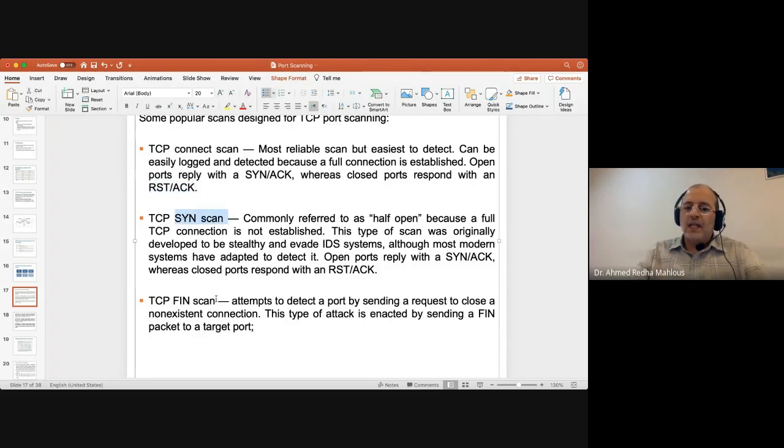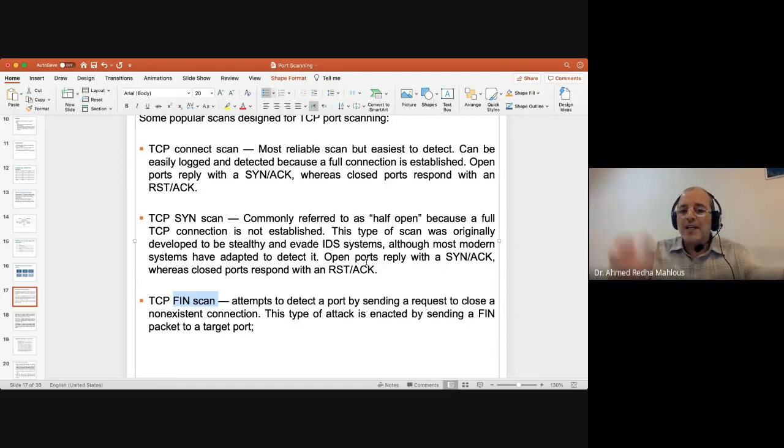Okay, a FIN scan. Here you try to detect whether a port is open by just sending a request to close a communication that doesn't exist. You didn't establish the three-way handshake. You just crafted your packet, put the FIN flag at 1 and the others at 0, and you send that FIN to the other end.